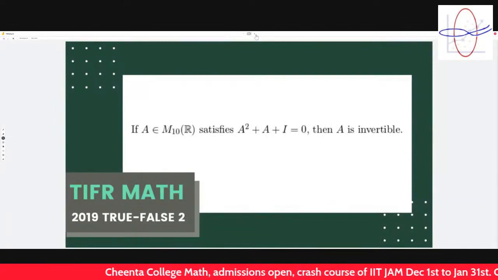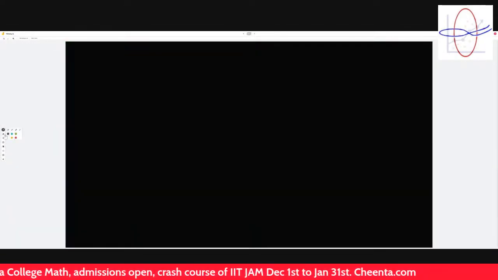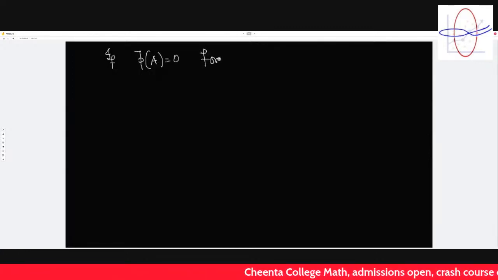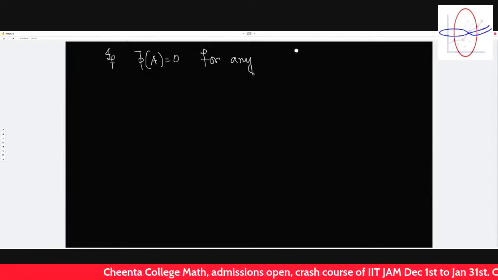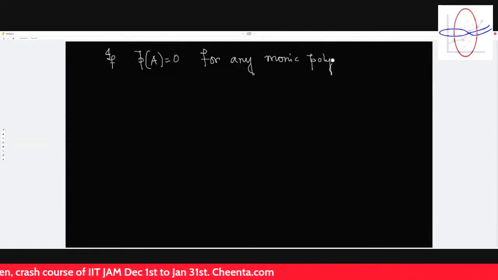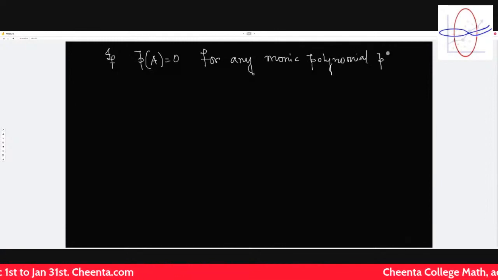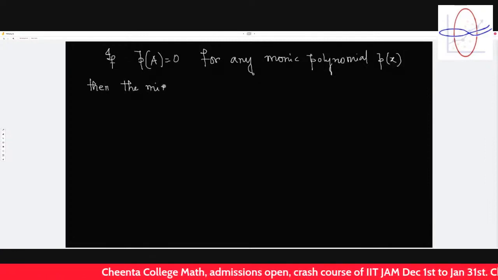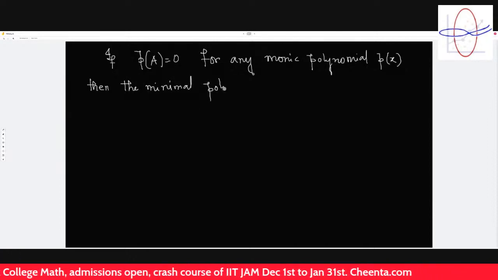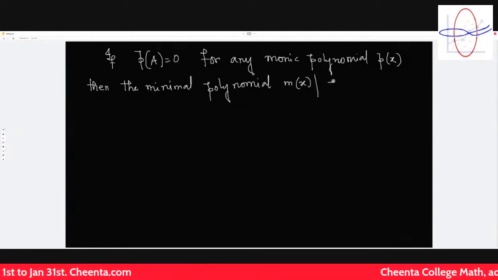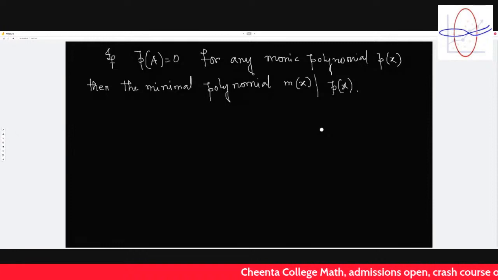The first thing is that if P of A is equal to 0 for any monic polynomial, where monic means the leading coefficient is 1, say P of x, then the minimal polynomial m of x divides P of x. So this is as far as it goes.